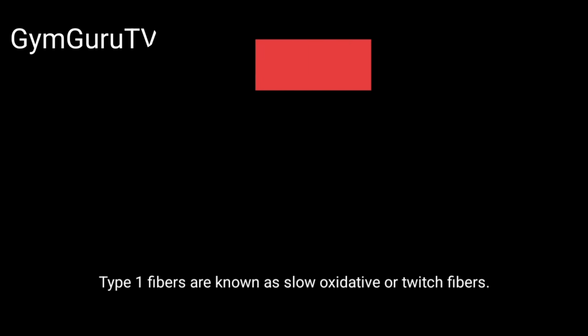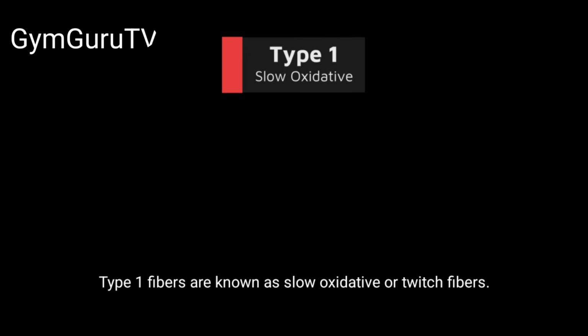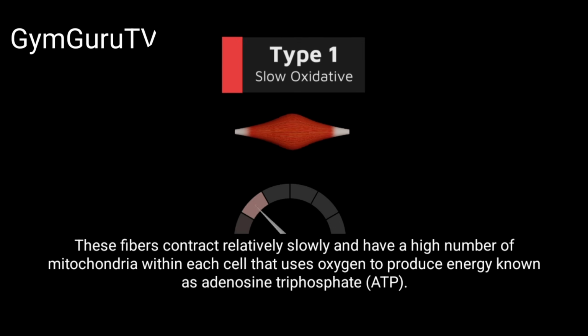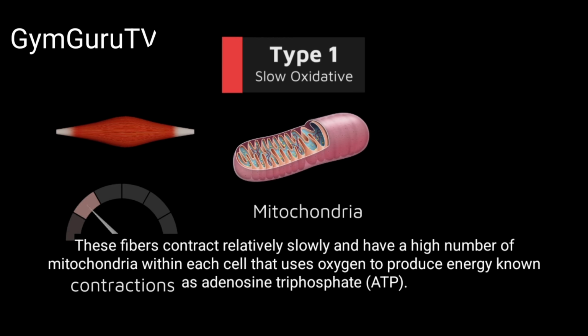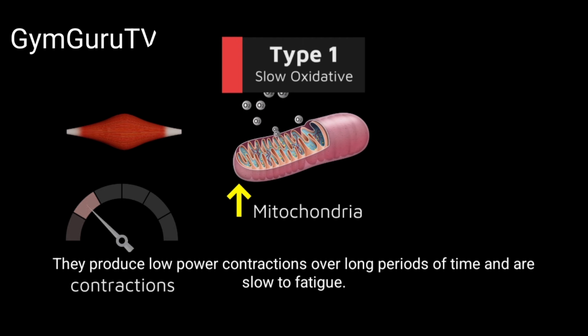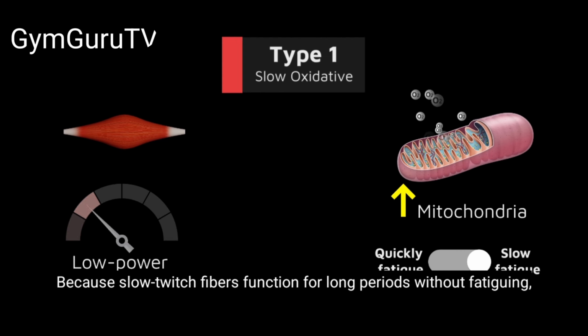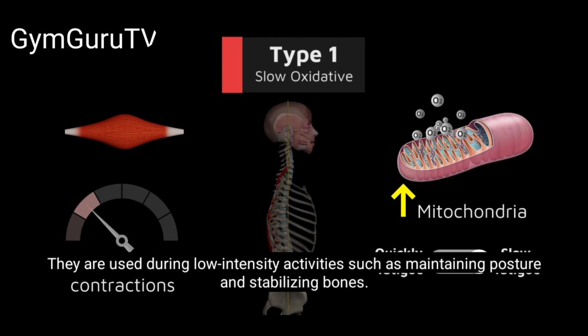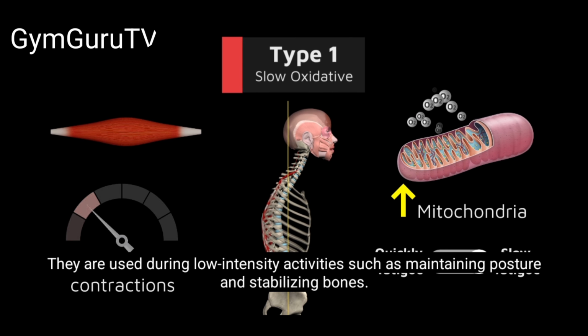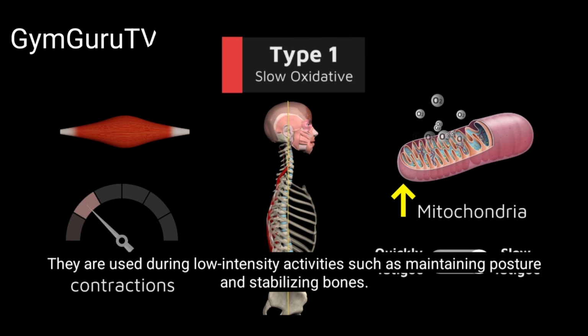Type 1 fibers are known as slow oxidative or slow twitch fibers. These fibers contract relatively slowly and have a high number of mitochondria within each cell that uses oxygen to produce energy known as adenosine triphosphate, ATP. They produce low-power contractions over long periods of time and are slow to fatigue. Because slow twitch fibers function for long periods without fatiguing, they are used during low-intensity activities, such as maintaining posture and stabilizing bones.